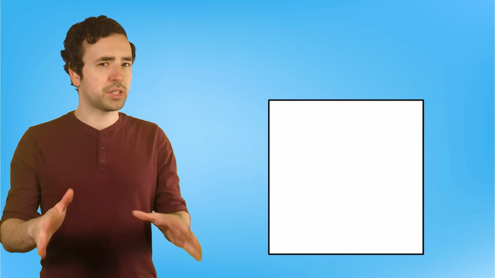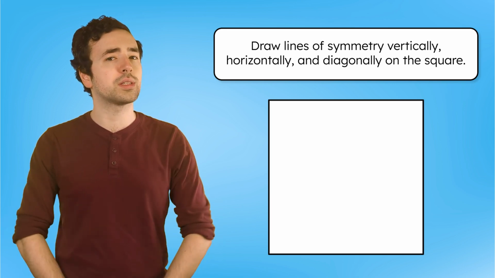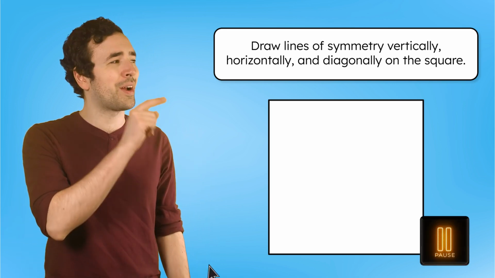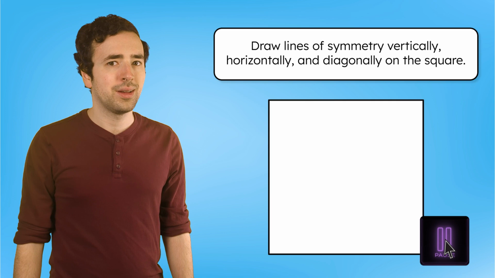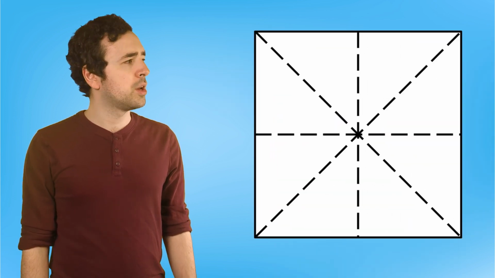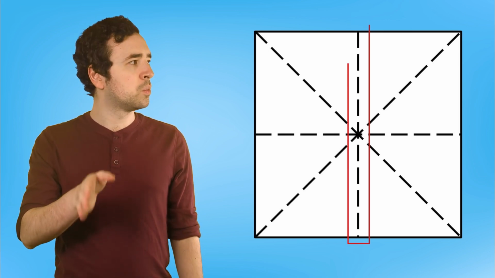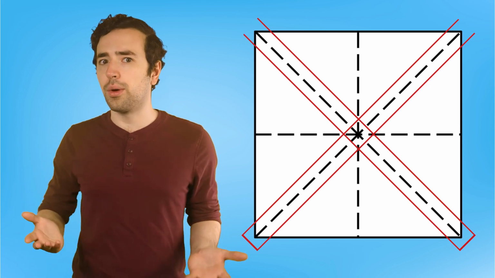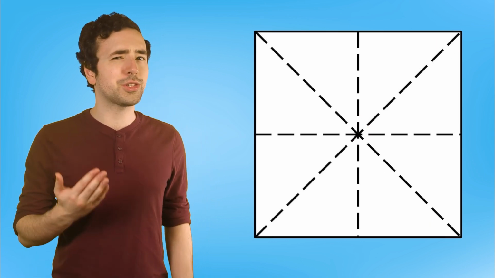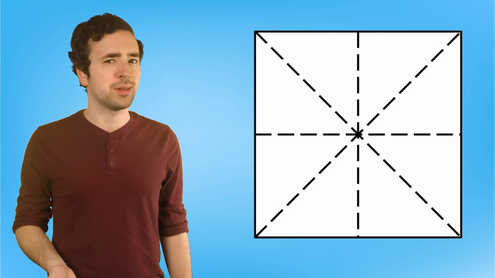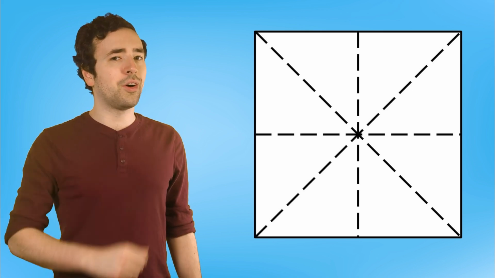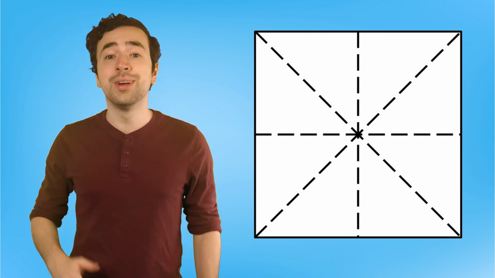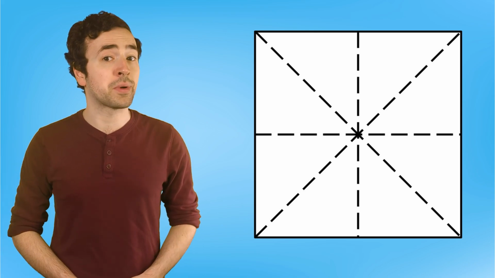How many lines of symmetry does a square have? Pause here to try drawing lines of symmetry vertically, horizontally, and diagonally on the square in your guided notes. Okay, so there's one down the middle, one across, and two diagonals. That's 4 lines of symmetry. Why does a square have more lines of symmetry than a rectangle? Because all the side lengths of a square are equal, the diagonals also make mirror images.